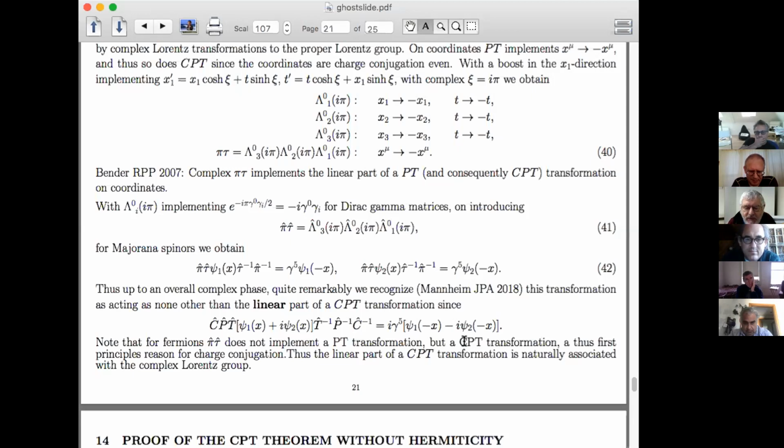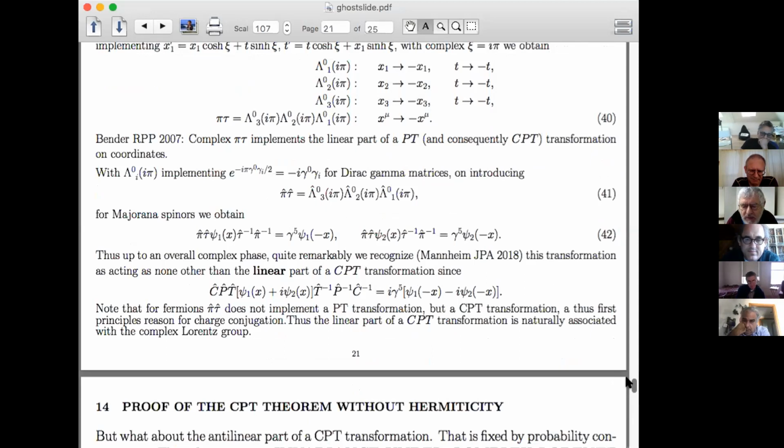And you have to introduce a second C, a C to do the job. And as far as I'm concerned, this is a first principles reason for charge conjugation. Namely, you need the charge conjugation in order to extend the restricted Lorentz group to the proper Lorentz group for spinors. And without the C, this would not work.